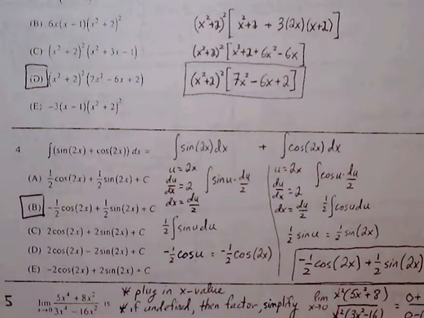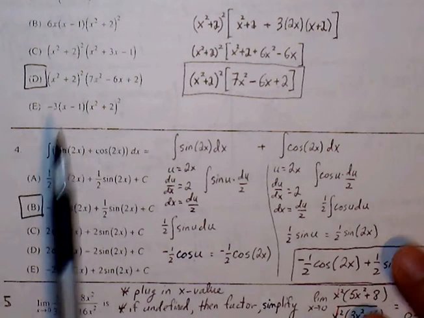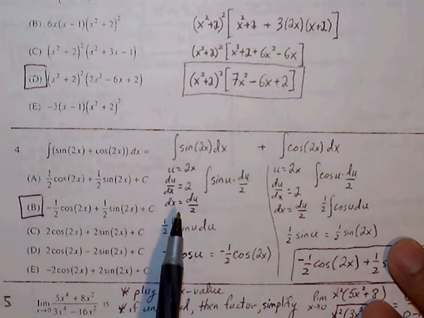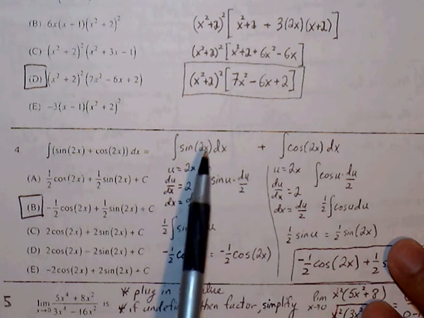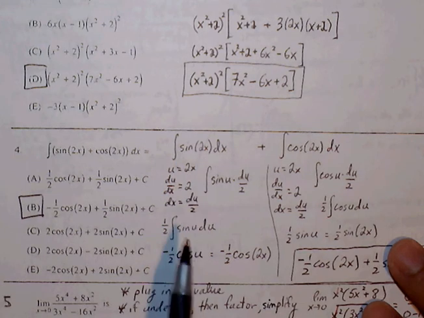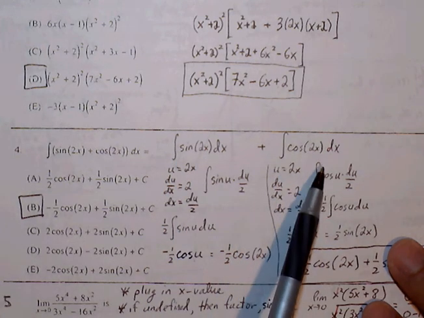Okay, number 4, we want to find the indefinite integral of sine of 2x plus cosine of 2x. We can go through u-substitution, but this is also simple enough that you know the integral of sine is going to be a negative cosine, and the integral of cosine will be a positive sine.